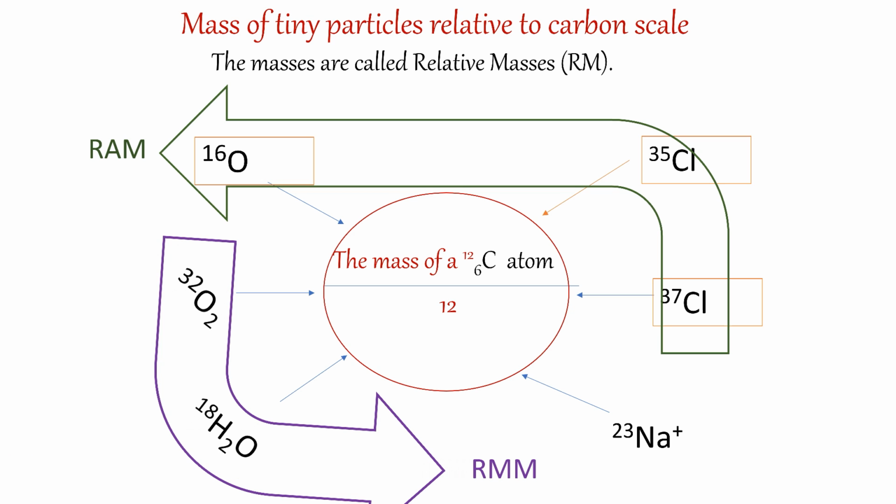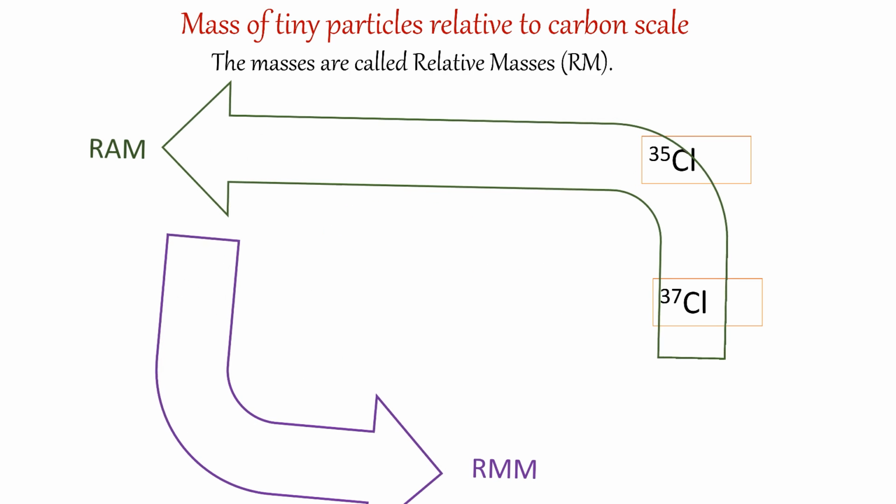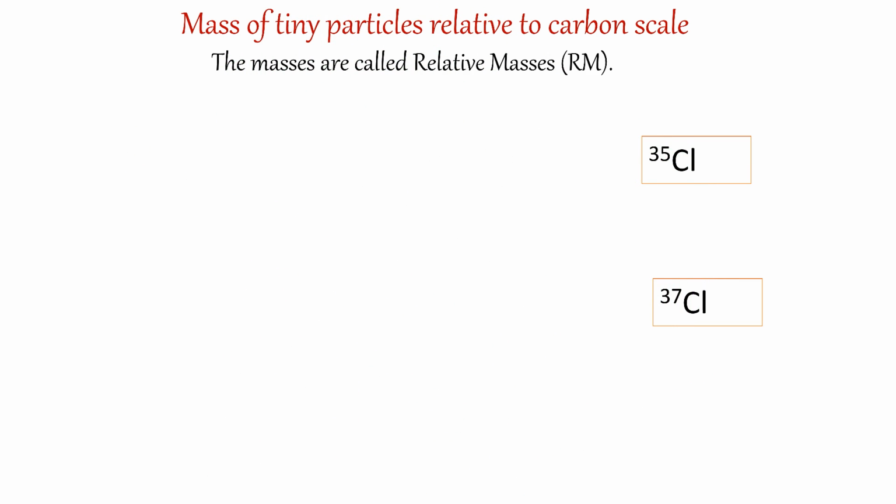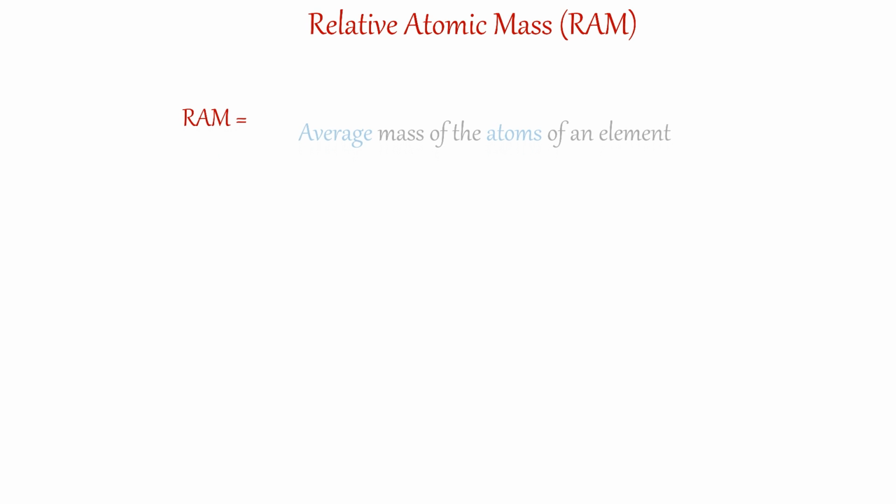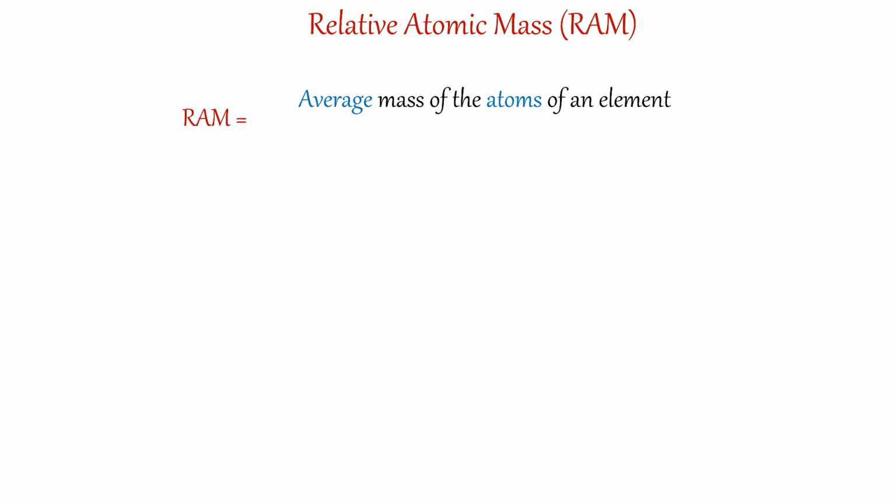We call their masses relative molecular masses. And now look at these two. Both are chlorine atoms, one with mass 35, another with mass 37, because these two are isotopes. But if someone asks you what is the mass of a chlorine atom, then what will you say? This time you need to average them. So relative atomic mass is basically the average mass of the atoms of an element divided by the carbon-12 scale.